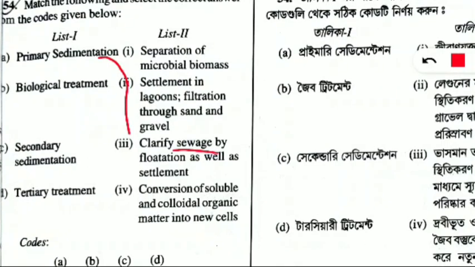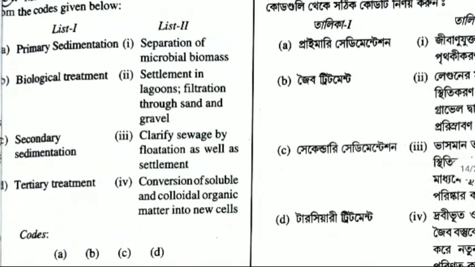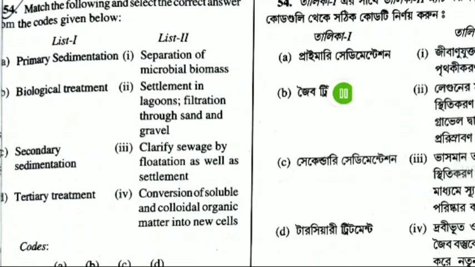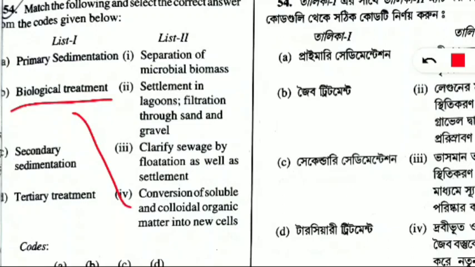Next comes the biological treatment. Biological treatment means they will use biological organisms, microorganisms. They will convert the soluble and colloidal organic matter into new cells.